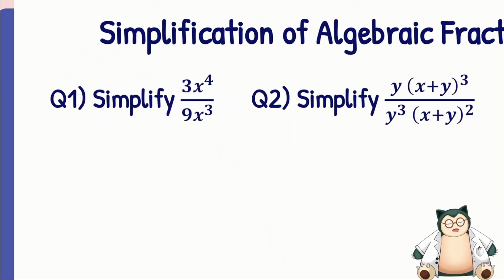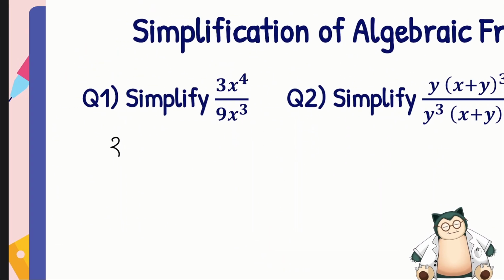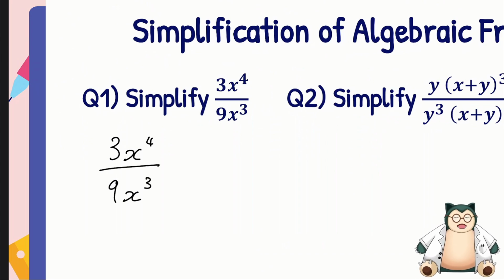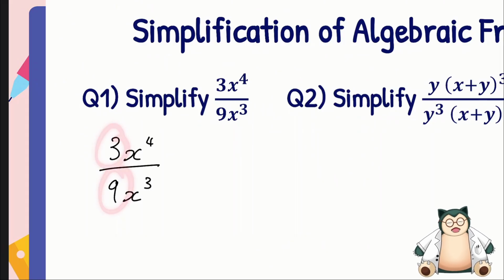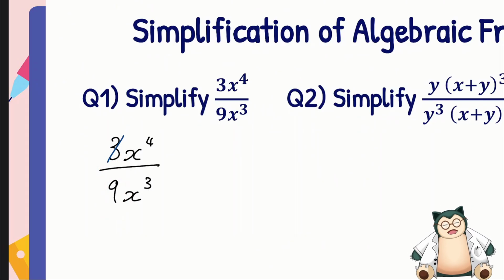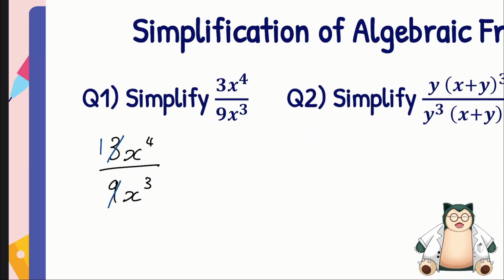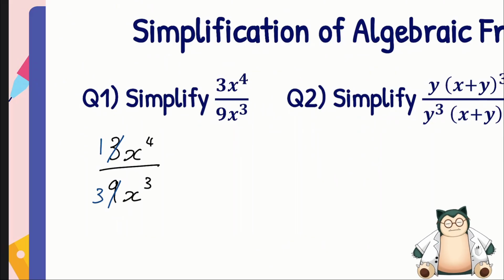Let's look at this question. We have 3x to the power 4 over 9x cubed. For the same thing, we are just trying to identify common factors. For the numbers 3 and 9, we have a common factor of 3. So we divide the top by 3, left with 1, and then divide the 9 by 3, we are left with 3.